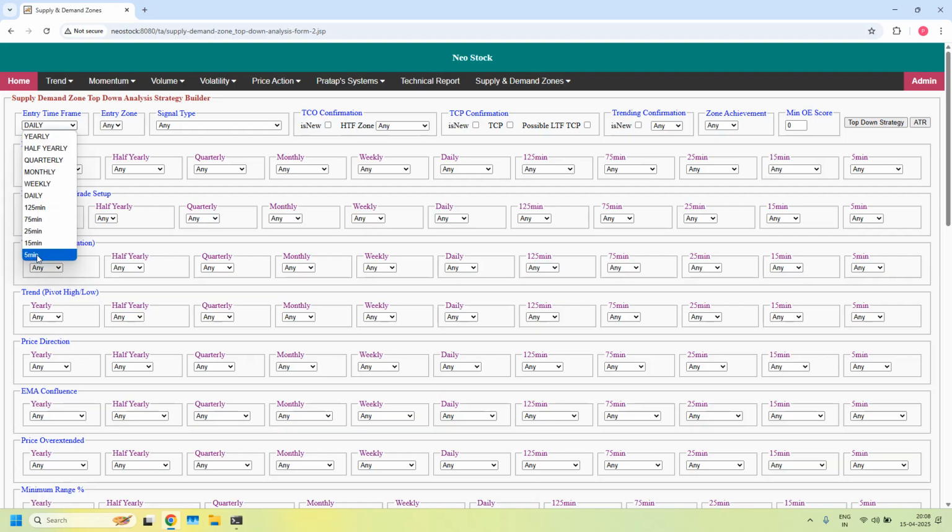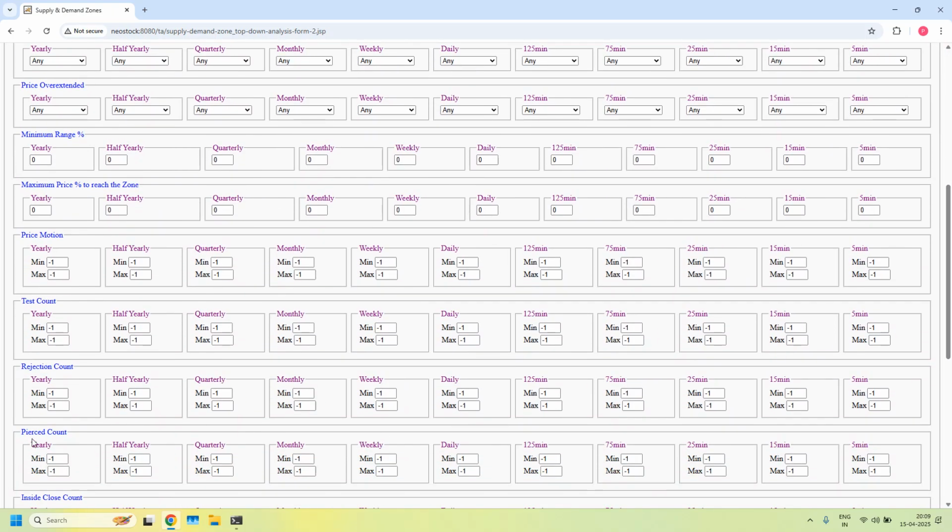Hourly income trade: entry time frame 5 minutes, entry zone demand zone, bullish or bearish trade setup at 5 minutes. I am selecting bullish. For the 5 minute demand zone confluence, it should be VOZ, and the 5 minute minimum odd enhancer score should be 12. Also the 5 minute demand zone should not be pierced. So in the pierced count at 5 minutes time frame, minimum value 0, maximum value 0.